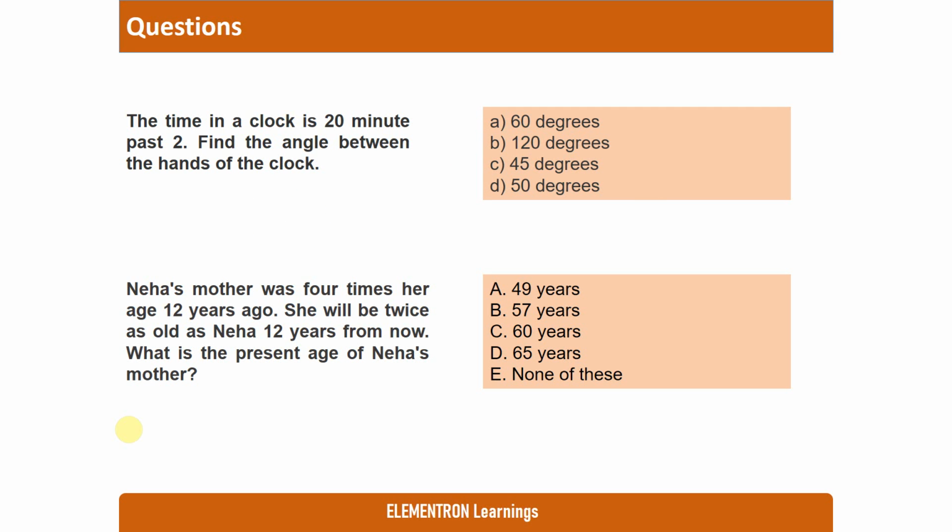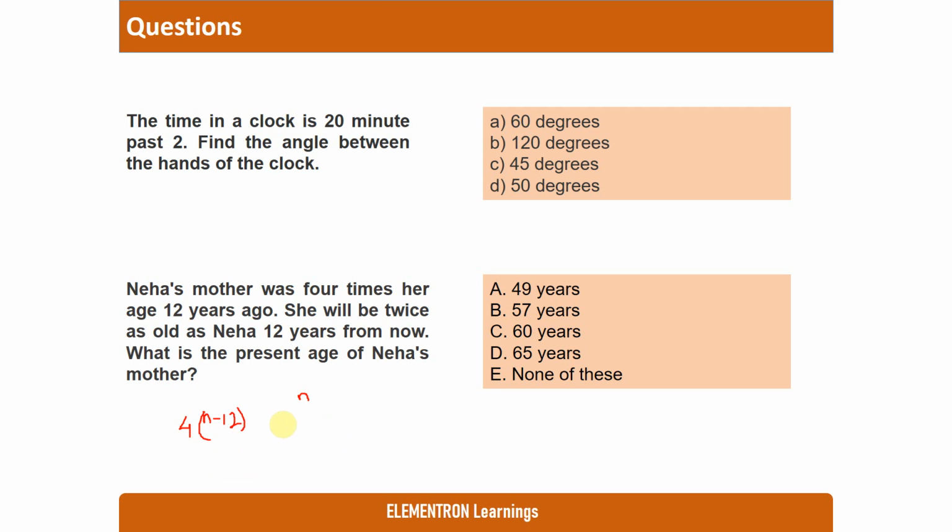So the next question is based on age and relationships. Neha's mother was 4 times her age 12 years ago. Here you have to apply algebra to solve this question. Let n be the age of Neha, and 12 years ago, that is n minus 12. Neha's mother was 4 times her age, so Neha's mother will be 4 into (n minus 12). She will be twice as old as Neha 12 years from now.